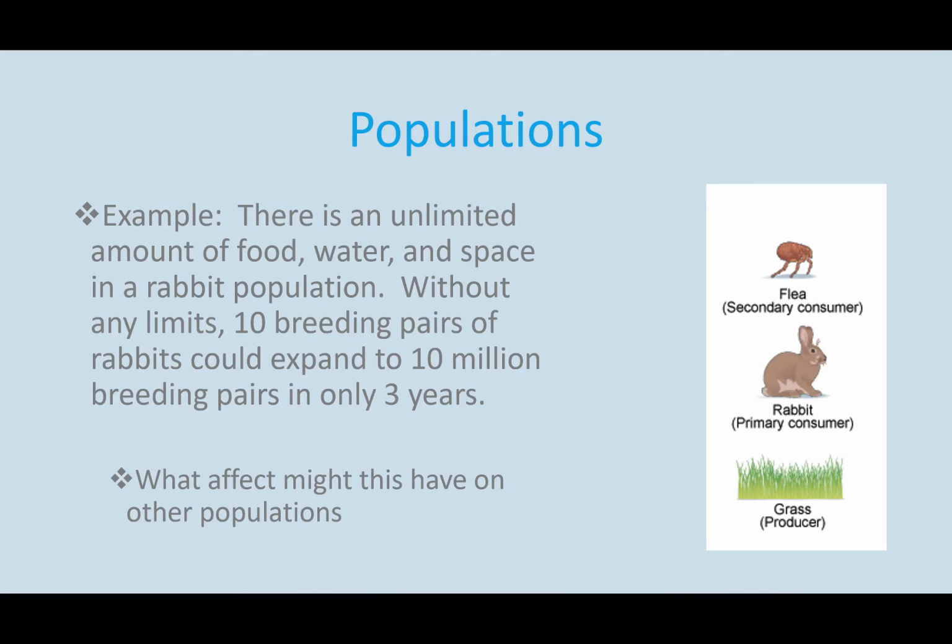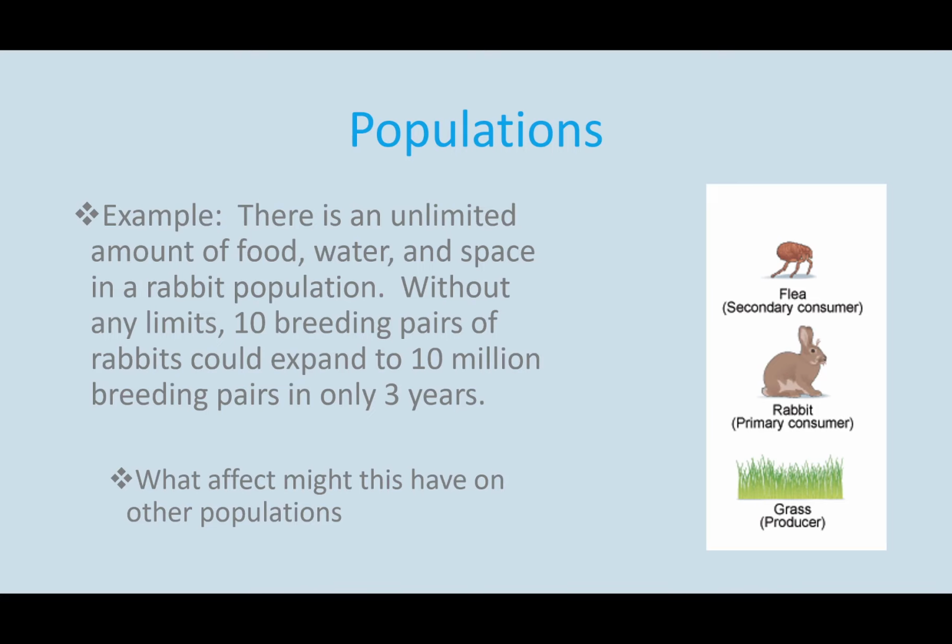Think about what effects these 10 million breeding pairs of rabbits could have on other populations. Similar to the food chain gizmo that we did in a previous lesson, the 10 million breeding pairs of rabbits would consume a lot of the grass, if not all of it, which would cause the grass population to decline.